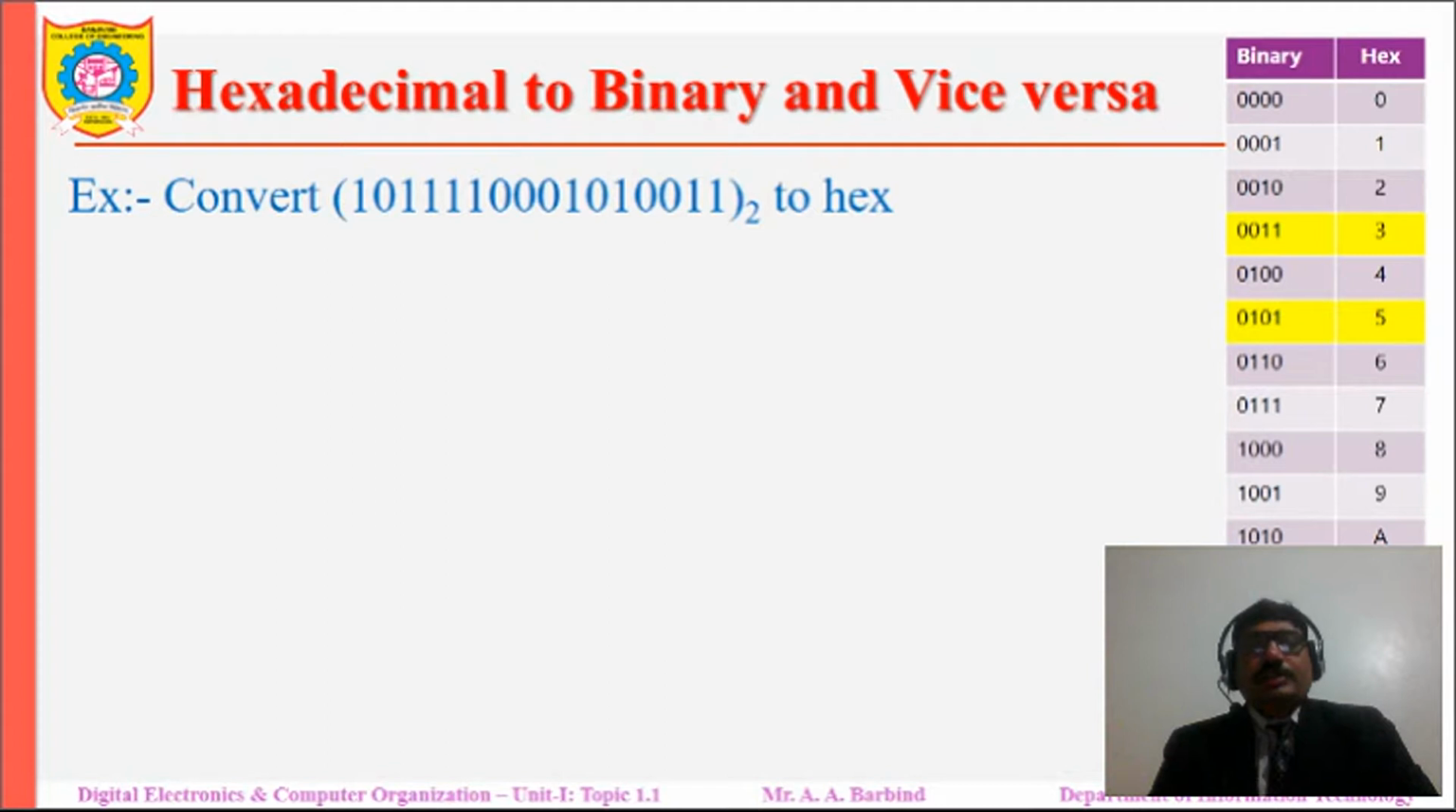Hello students, having discussed the introduction of the decimal number system, binary number system, hexadecimal number system and octal number system, now let us go for the conversion of numbers from one number system to the other number system. So consider first the conversion of binary number system to the hexadecimal number system.